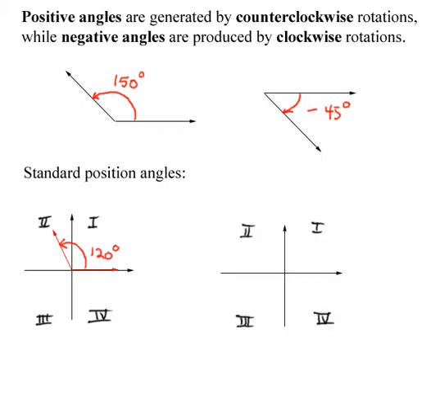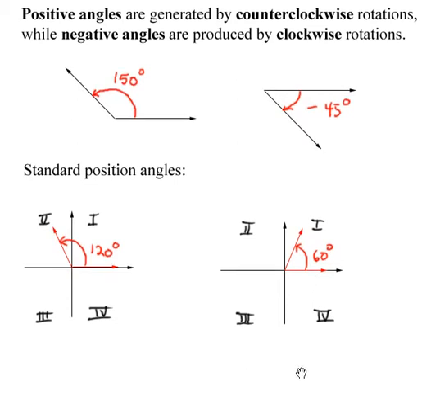Let's start with another x and y axis and our quadrant names. And if we start with our initial side on the positive x-axis and rotate positive again, that's approximately a 60 degree angle.